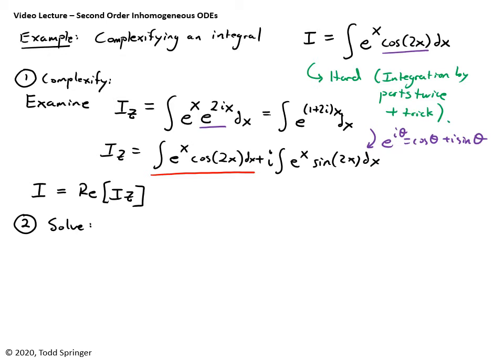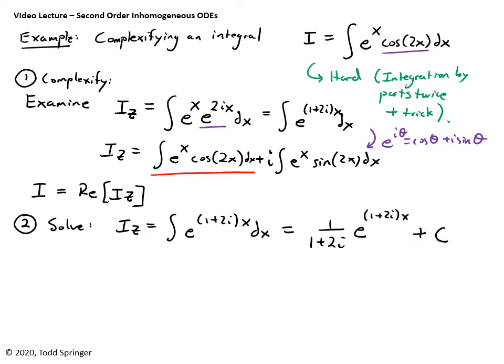So we'll take IZ. This integral is easy to do. E to the 1 plus 2I x dx. Nothing could be simpler. It's just 1 over 1 plus 2I e to the 1 plus 2I times x plus a constant. Okay. So that integral is very simple. I didn't have to do integration by parts or anything. There's a very simple u substitution to do that.